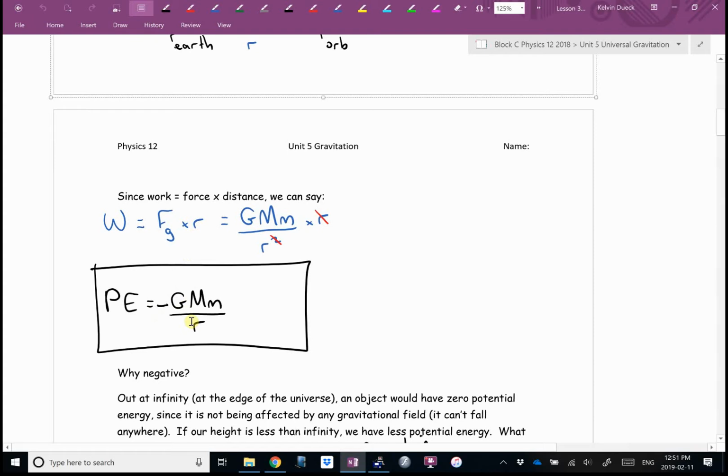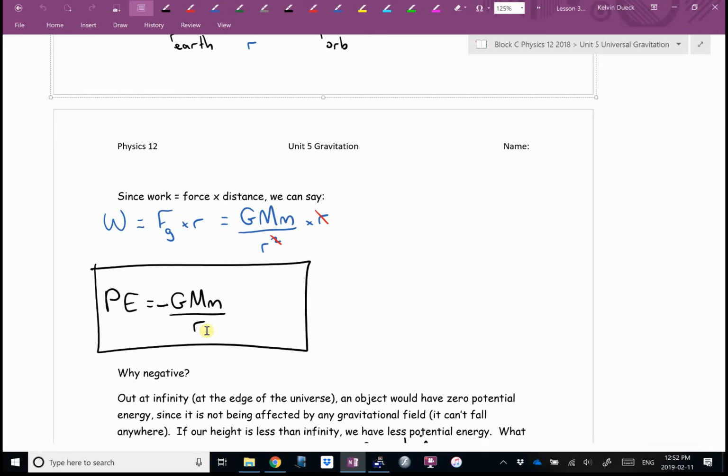We said that gravitational potential energy is equal to big G, big M, little m over R. Now, force is big G, big M, little m over R squared. Oh, but gravitational potential energy is also negative. Why negative? For calculus students, it's negative because if you take the derivative of this with respect to R, you'll get force.